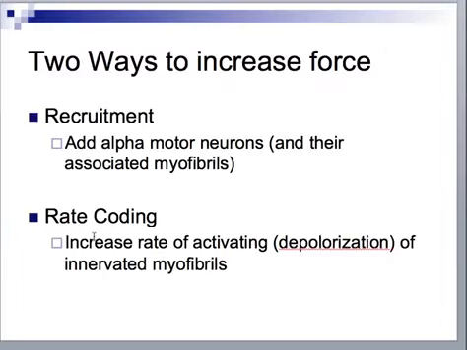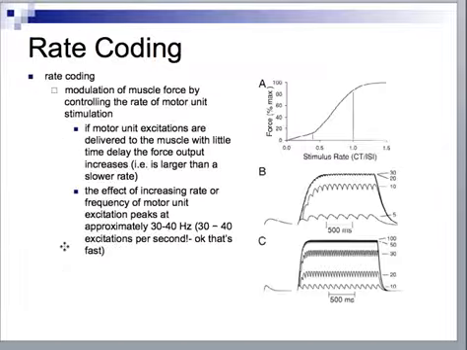So we want to talk about those two things, and we're going to call them one, recruitment, where additional alpha motor units are recruited, and then rate coding, which is the other alternative where you activate one at a faster rate. So we'll start with rate coding, and essentially we want to focus on, in this graph to the right, the top graph, the force output on the Y, and then the stimulation rate on the X. And so as we go to the right, we have increasing rates.